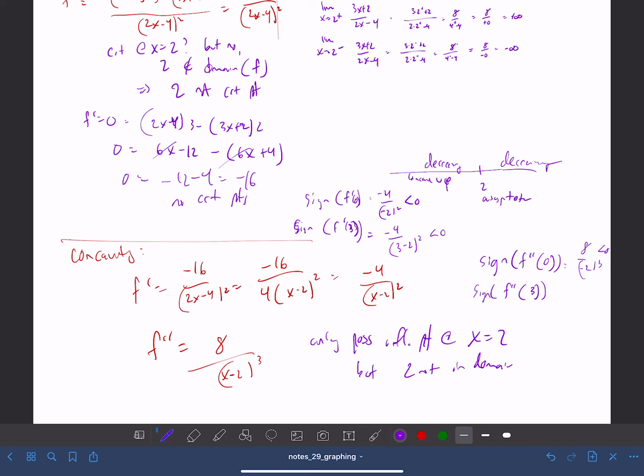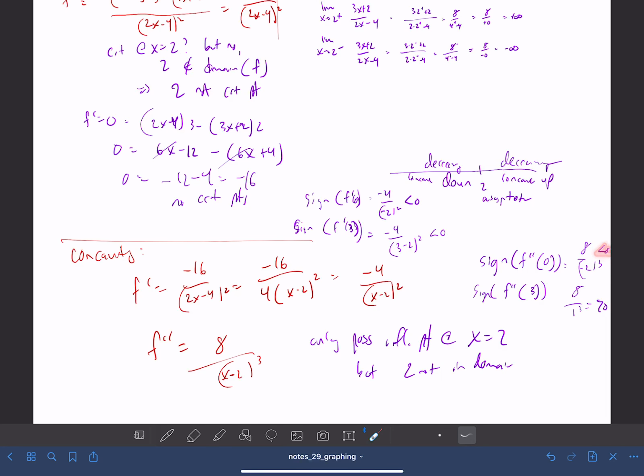And then if I plug in 3, I'm going to have 8 over 1 cubed. That's positive. I think, oh, no, I made a transcription error. Nope. It's so easy to do that. That's down because the first one was negative.